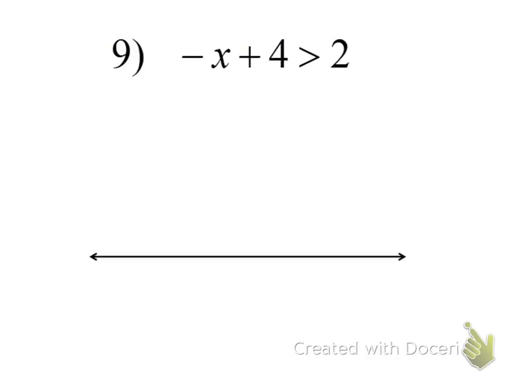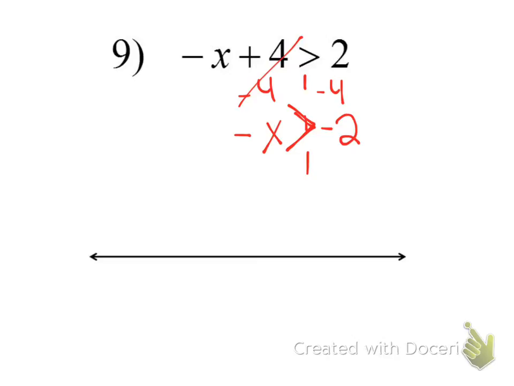All right, number 9. How should I start this one? Subtract 4 from both sides. Very good. So this is negative x is greater than negative 2. I had a positive minus a number that was bigger than that number, so we're going farther into the negative than we have, so we're into the negative 2 numbers.